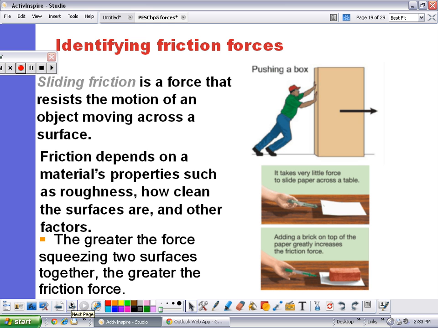Sliding friction. You overcome that static friction, you begin to slide the object. Now it's sliding friction. This is a force that resists the motion of an object moving across the surface. So again, it depends on what the surface is. The rougher it is, the more sliding friction you're going to have. So even more mass is going to cause greater sliding friction, so it's more force. Writing on your paper with a pencil is sliding friction. Falling on the carpet and getting rug burn is sliding friction.